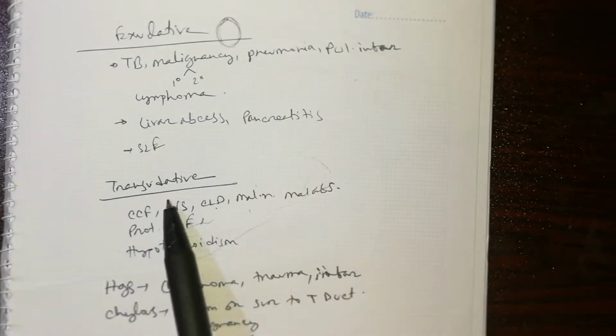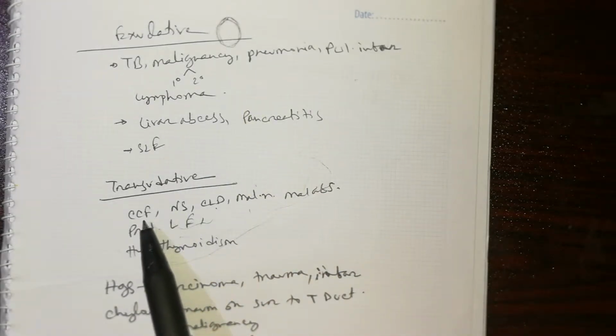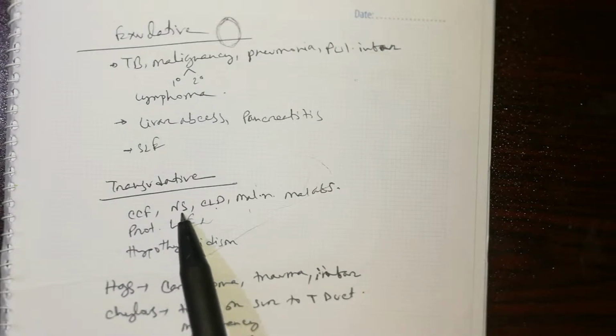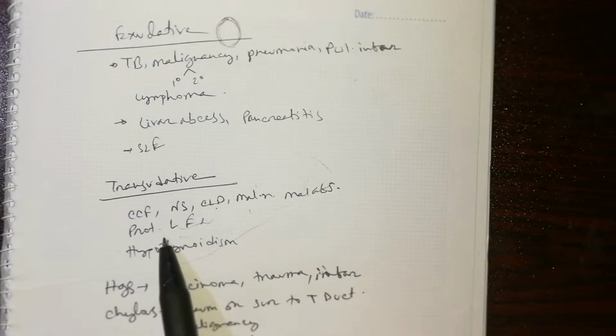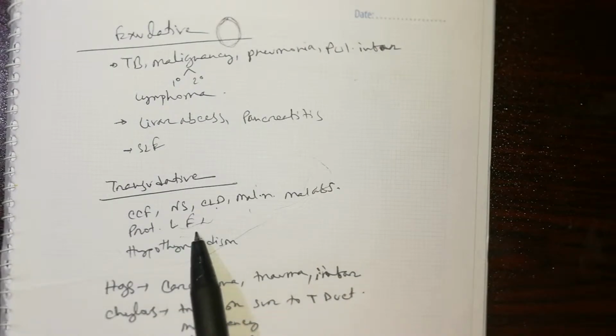And when the causes are transudative, these are congestive cardiac failure and hypoalbuminemia due to any cause. The causes of hypoalbuminemia are nephrotic syndrome, CLD, malnutrition, malabsorption, protein-losing enteropathy. My handwriting is poor, but try to understand, please.